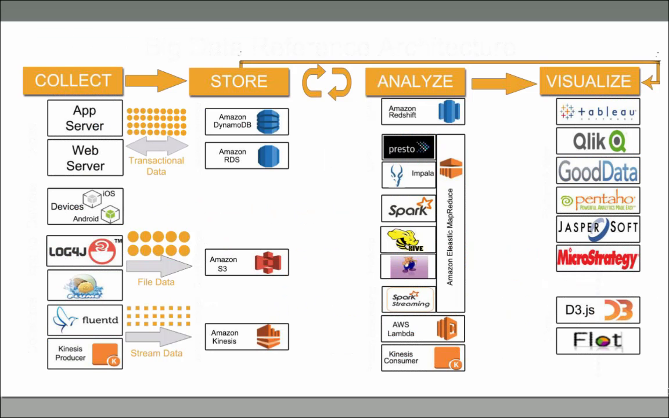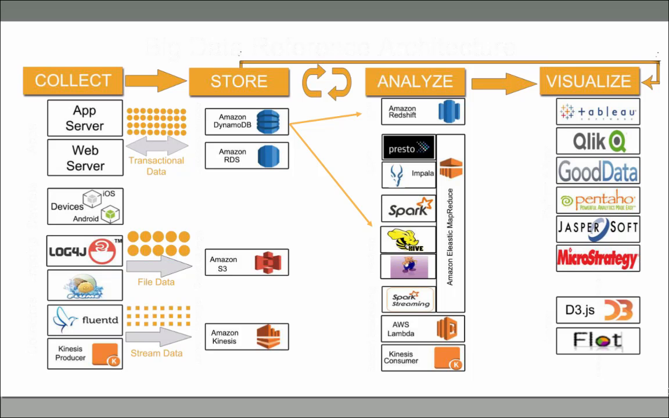So, as we've seen previously, there are four main pillars of big data processing. There's collection, storage, analysis, and visualization. We also just went through a whole list of different tools. This slide here illustrates where some of those tools fit.